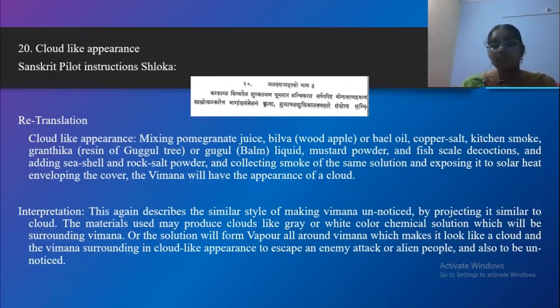So this again describes a similar style of making the Vimana unnoticed by projecting it similar to the cloud. We have seen a sloka which makes the Vimana look like the sky, right? So now this is a sloka which is explaining to the pilot, instructions given to the astronaut, how to make the Vimana appear like the cloud. So the materials used may produce a cloud-like gray or white colored chemical solution or smoke which will be surrounding the Vimana. So that could be the possibility which we can understand with the knowledge of modern technology. Or the solution will form vapor all around the Vimana, which makes it look like a cloud, and the Vimana surrounded in a cloud-like appearance, to escape an enemy attack or alien people, and also to be unnoticed.